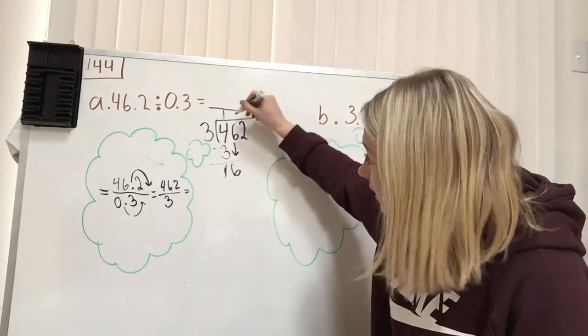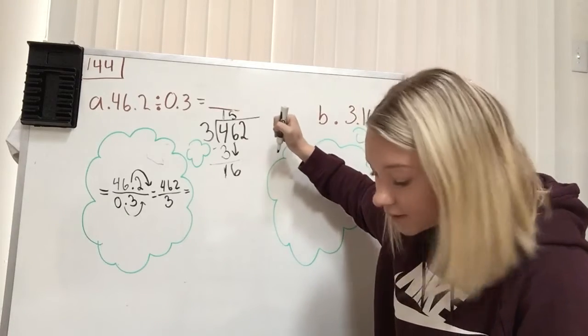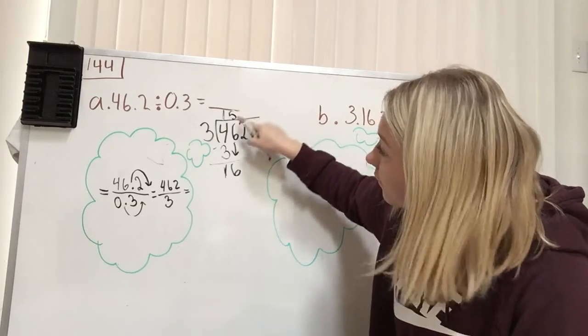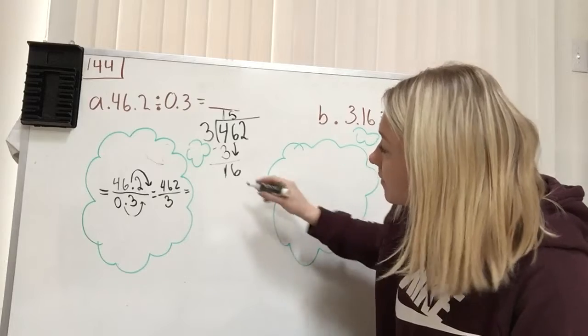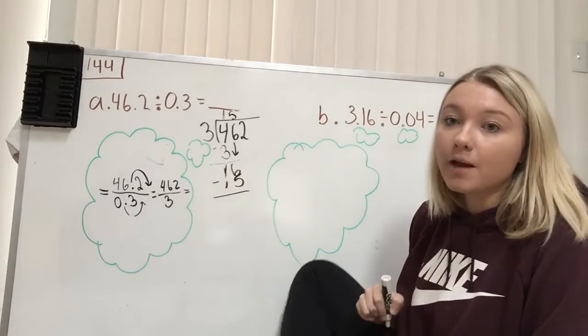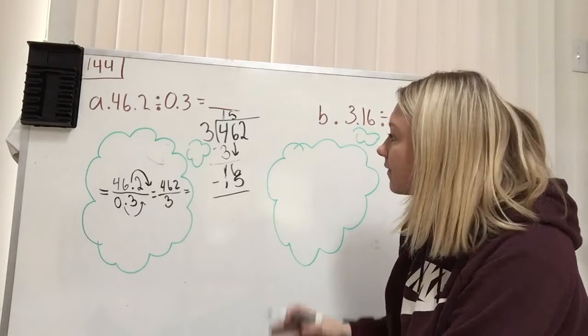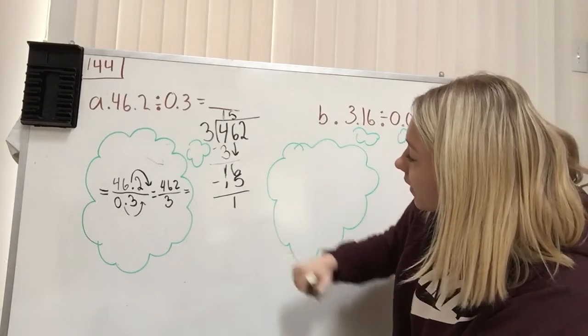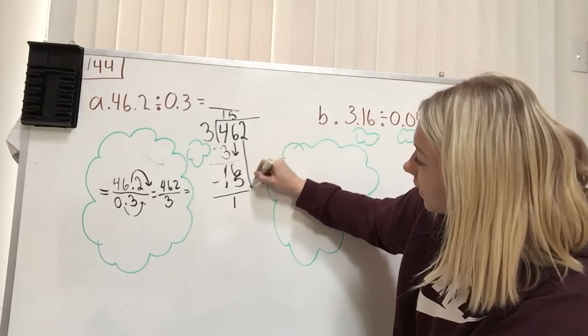And 3 goes into 16 5 times. And 5 times 3, or 3 times 5, is 15. So there's still going to be 1 left over. I'm going to subtract 16 minus 15. There's going to be 1 left over. I have to bring down my very last number.